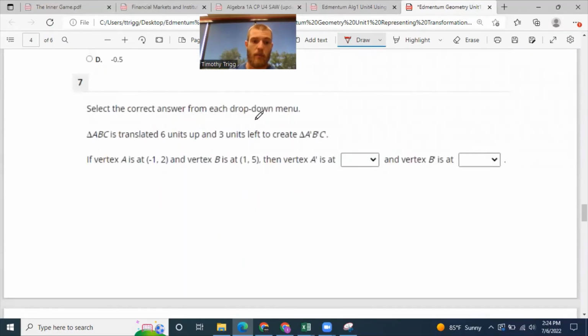Select the correct answer from the drop-down menu. Triangle ABC is translated 6 units up, 3 units left to create triangle A prime, B prime, C prime. If vertex A is at -1, 2, and vertex B is at 1, 5, vertex A prime is at blank and B prime is at blank.